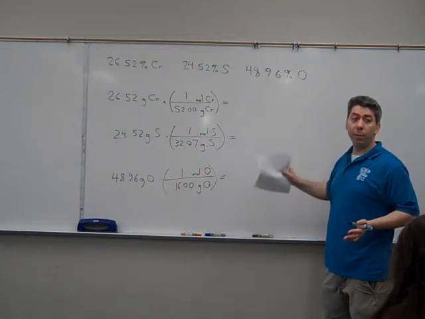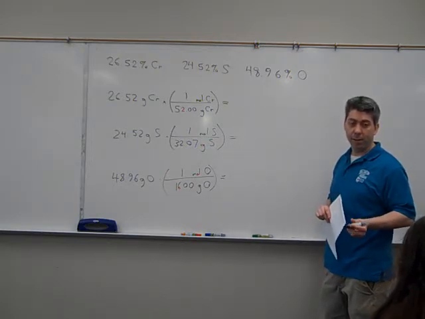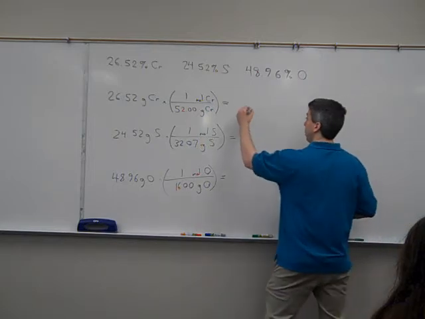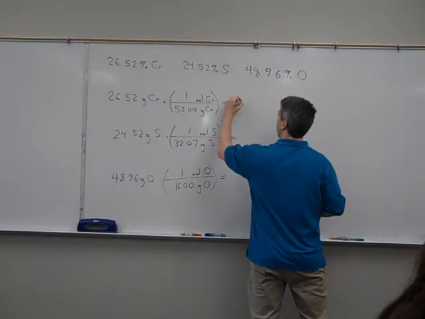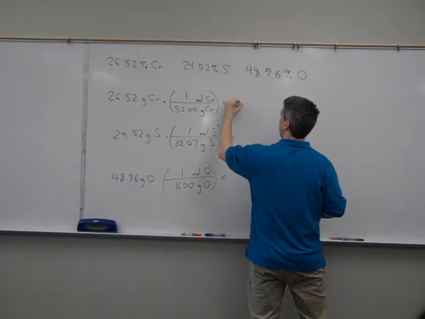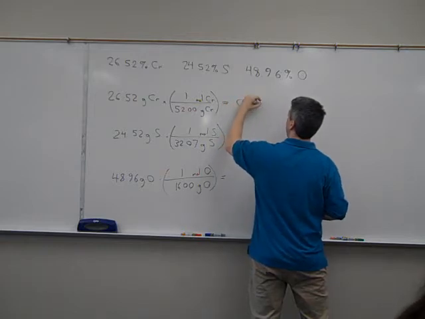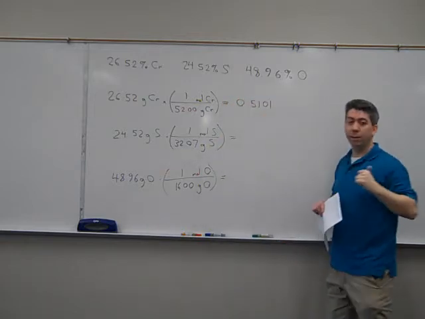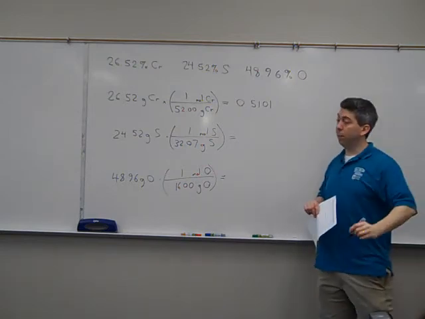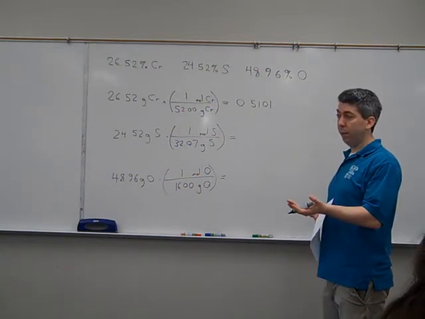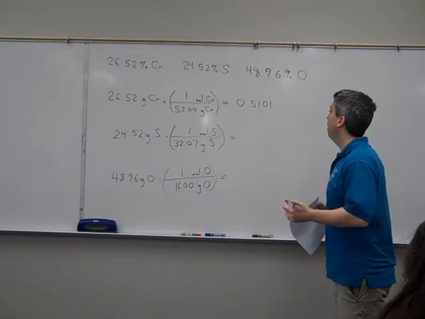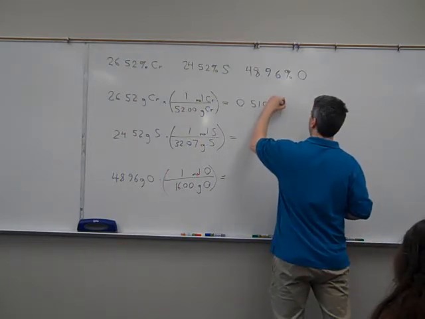How many moles of chromium do we end up getting? 0.5101. That's what I got. Did anybody else get that? That's about right. Yeah, it looks right. Okay. That what y'all got? Okay. Now, that's the moles of chromium.